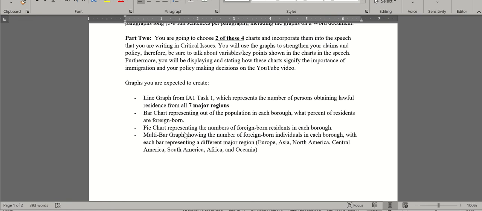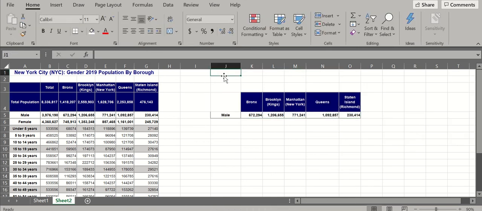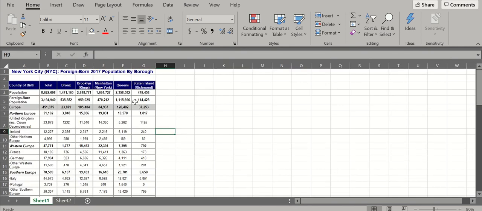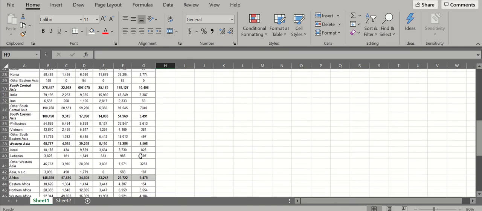Lastly, you're going to be creating a multi-bar graph showing the number of foreign-born individuals in each borough, with each bar representing a different region, being the 7 regions, Europe through Oceania, right? So now let me delete this. We don't need this right now because we're going to be doing a new example. Again, remember, you should be copying and pasting the charts into the Word document to submit to me, which will also answer the questions. But here we have the boroughs and we have the 7 regions. I highlighted them in gray for you, right? Europe, Asia, Africa, and so on.